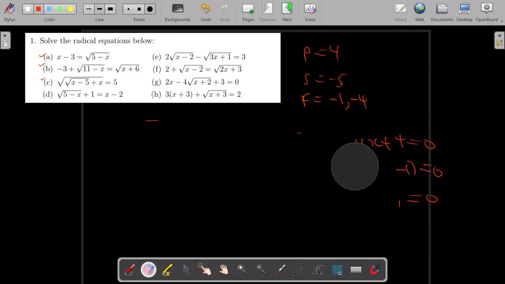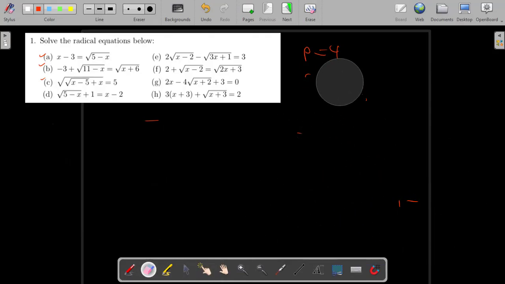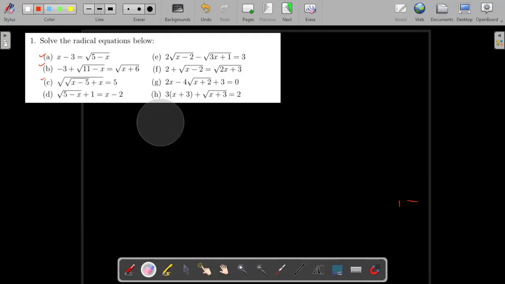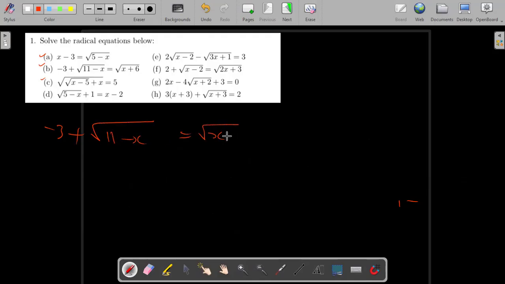So now we're going to do that one. For this one, we see that there are two radicals involved here, but it's something we can't handle directly. So I have 3 plus root of 11 minus x equal to root of x plus 6. How do I handle this?